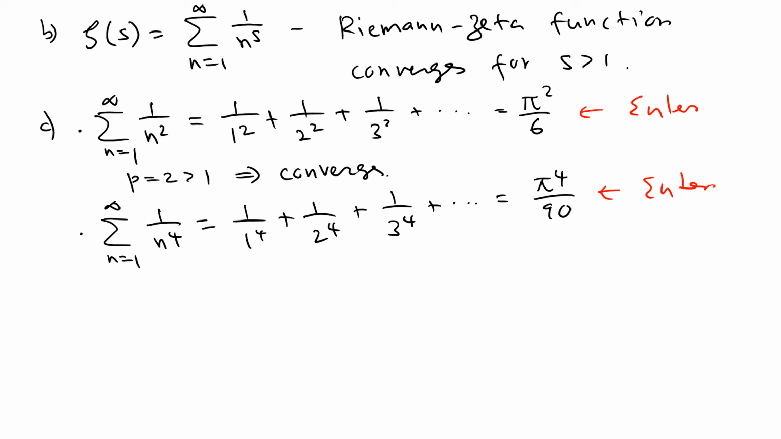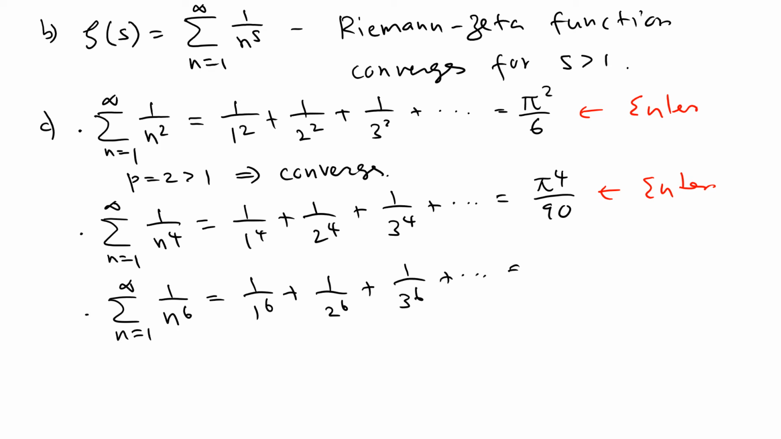And then when we have the next even number, that means 6, 1 over n to the 6, you can also prove it. It's going to have 1 over 1 to the 6, 1 over 2 to the 6, 1 over 3 to the 6, like that. And then you can show that you end up getting pi to the 6 over 945. That's interesting. So those are the few that we know, for even powers.